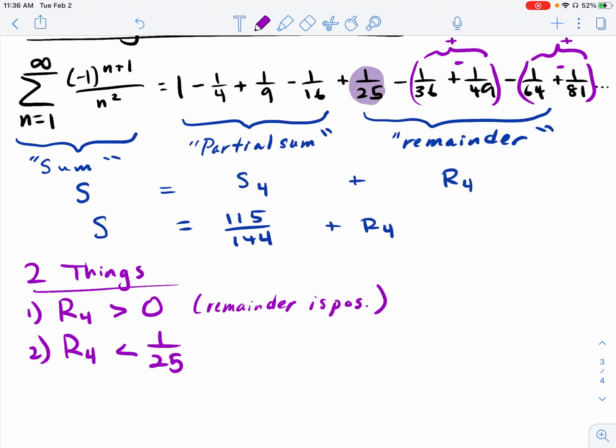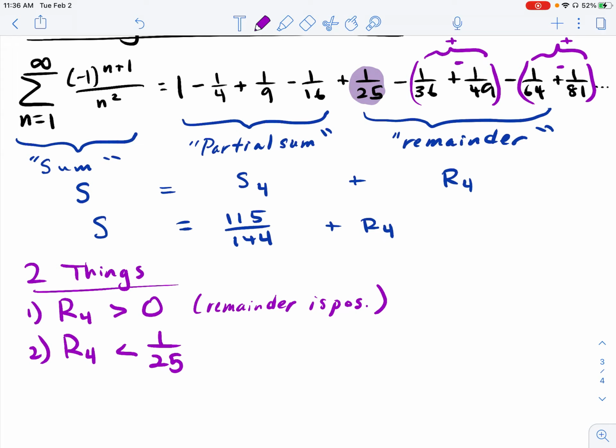So what does that mean? It means my entire remainder is getting smaller because I start with 1 over 25, the first term in my remainder, but I'm subtracting a bunch of positive values. That means my remainder is getting smaller and smaller. Its sum is getting smaller. But because I established in my first fact that my remainder is positive, I know that while it gets smaller, it never dips below 0. It stays positive. So I'm able to state pretty definitively that my remainder, R sub 4, is less than 1 over 25.